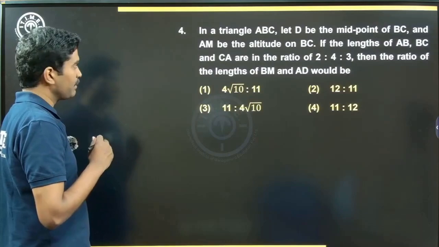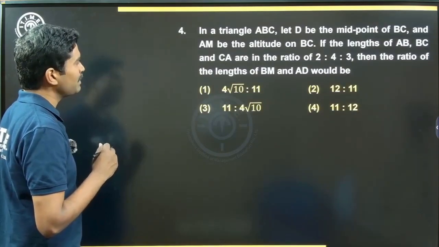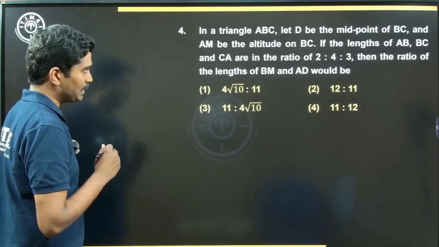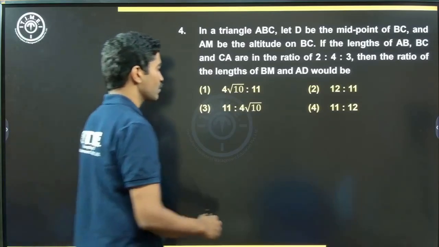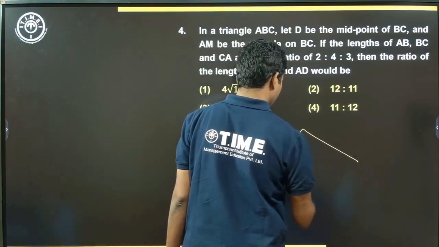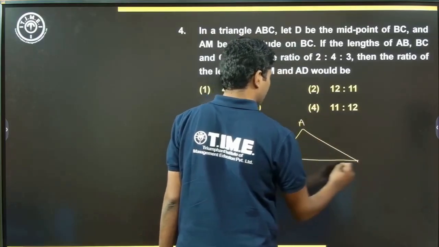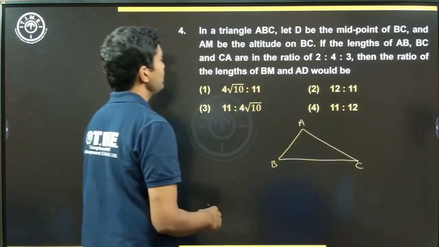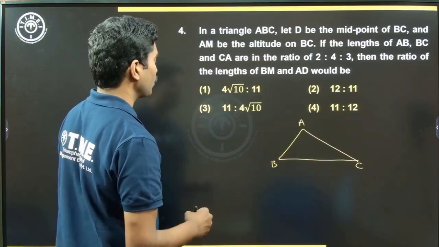In a triangle ABC, let D be the midpoint of BC and AM be the altitude on BC. If the lengths of AB, BC and CA are in the ratio 2:4:3. Alright, we have triangle ABC. This is what it looks like. The lengths of AB, BC and AC are in the ratio 2:4:3.